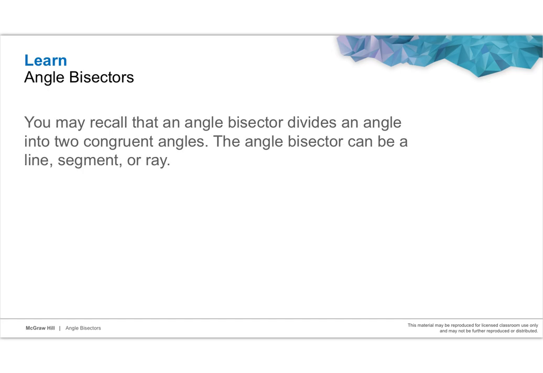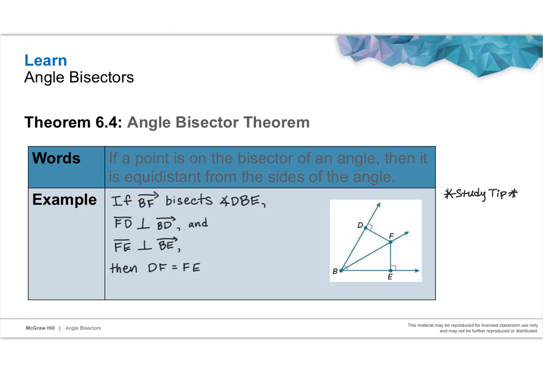So a reminder of what an angle bisector is. It is a line, a segment, or a ray that divides that angle into two congruent angles, right? Just like a segment bisector bisects the segment into two congruent segments, we're going to divide an angle in the same way. So as before, with perpendicular bisectors, we have an angle bisector theorem and the converse that we're going to be working with.